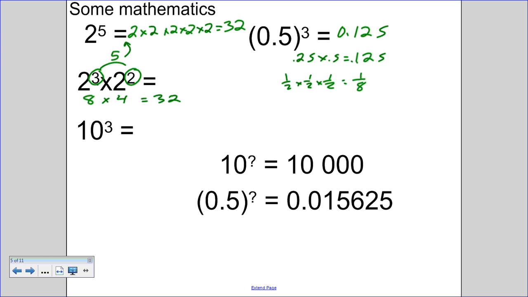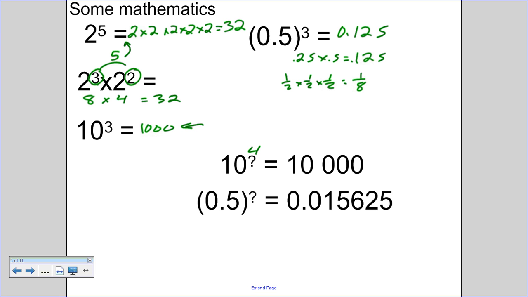10 to the power of 3, another thing that we should look at. 10 to the power of 3 is 1,000. 10 times 10 times 10. Now the next thing to look at is 10 to the power of what equals 10,000? What exponent do you have to put 10 to get 10,000? Well, that would be 1,000 times 10, so it's actually 10 to the power of 4.